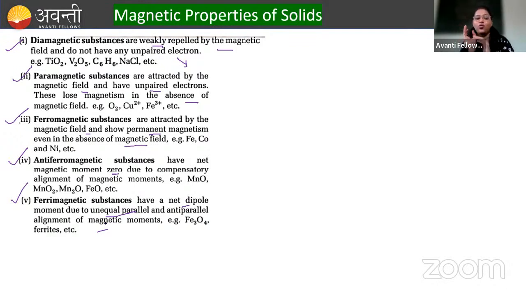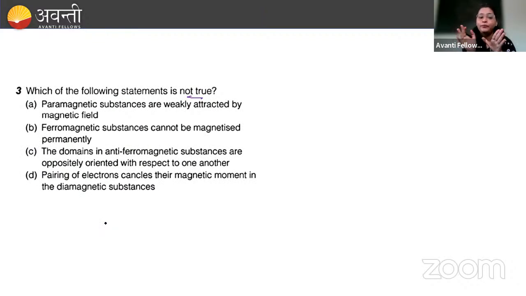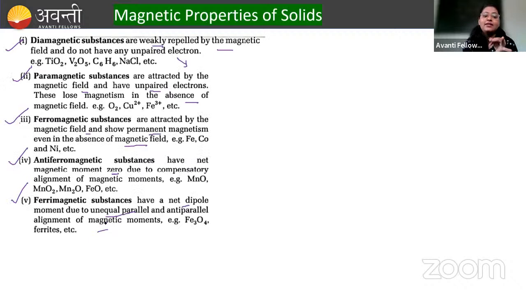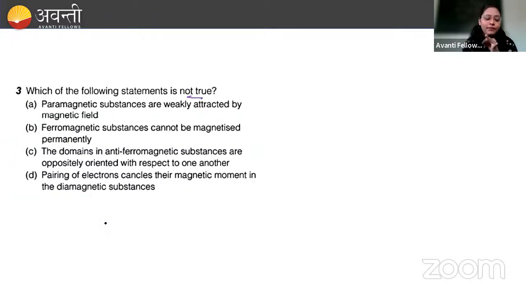Now here the question was what? Which of the following statements will be not true? So, paramagnetic substances are weakly attracted by the magnetic field. Yeah, just now we have seen that paramagnetic substances are weakly attracted by the magnetic field. So this is a true statement. Second statement is what? Ferromagnetic substances cannot be magnetized permanently. So right now we have seen ferromagnetic substances are attracted by the magnetic field and they show permanent magnetism even in the absence of the magnetic field. So this second statement, the substances which cannot get magnetized permanently, this is not correct. Okay, that is not true.